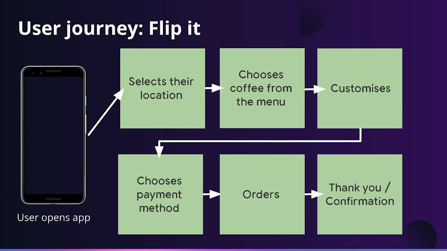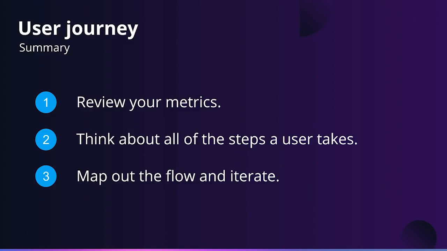This course is really about you thinking through the process and using them as tools at every single step of the way. So to recap, we want to review our metrics and our challenges and everything that we've been doing up until now to make sure that we're actually fulfilling the things that we said we were going to fulfill. We want to think about the steps that a user takes and try out many different ones. Don't just go with the first thing that comes to mind, because that may not be the correct thing for your product or for your users. Map out the flow and iterate.